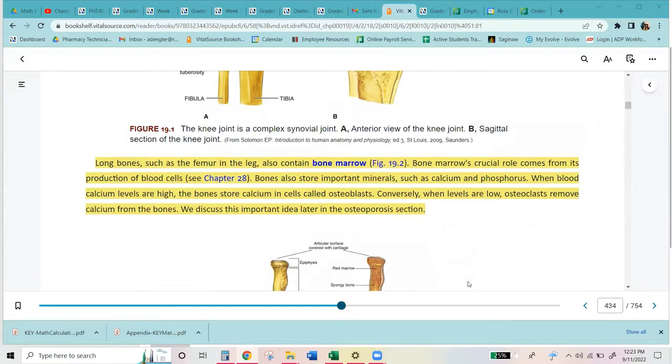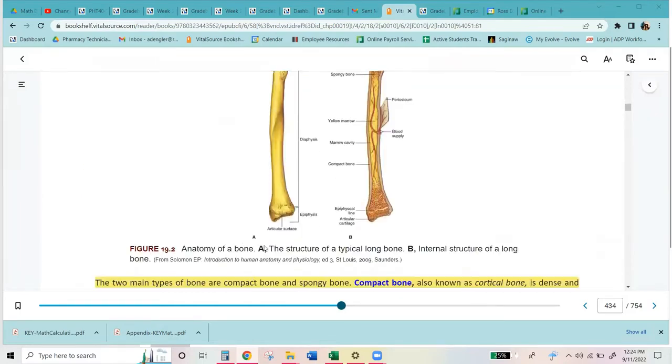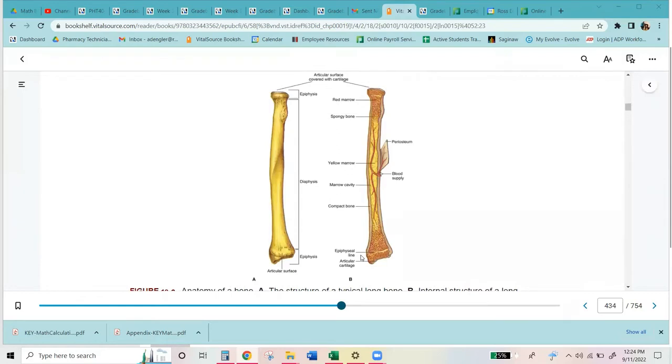Long bones such as the femur and the leg also contain bone marrow. Bone marrow's crucial role comes from its production of blood cells. Bones also store important minerals such as calcium and phosphorus. When blood calcium levels are high, the bones store calcium in cells called osteoblasts. When levels are low, osteoclasts, not blasts, remove calcium from the bones. Here's just anatomy of the bone.